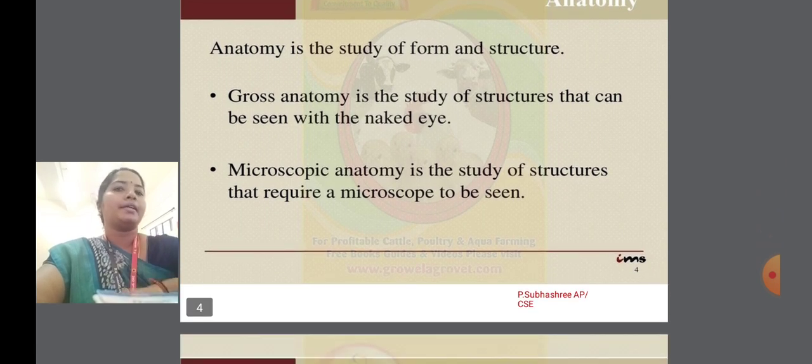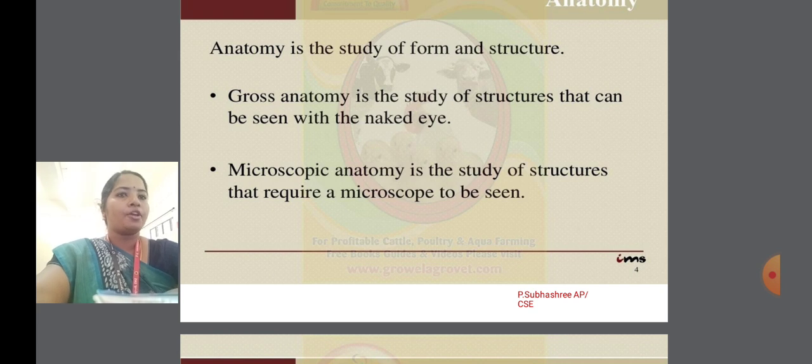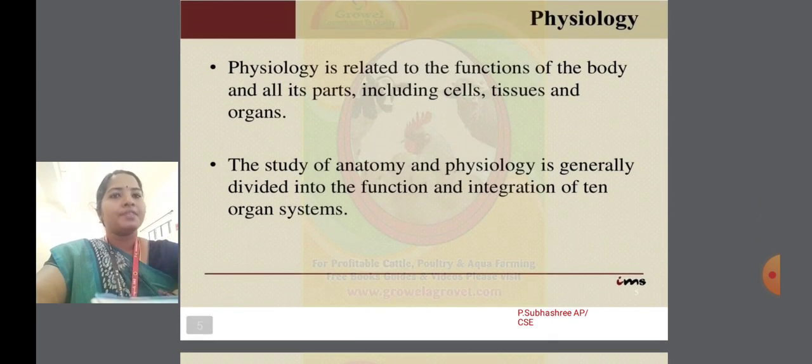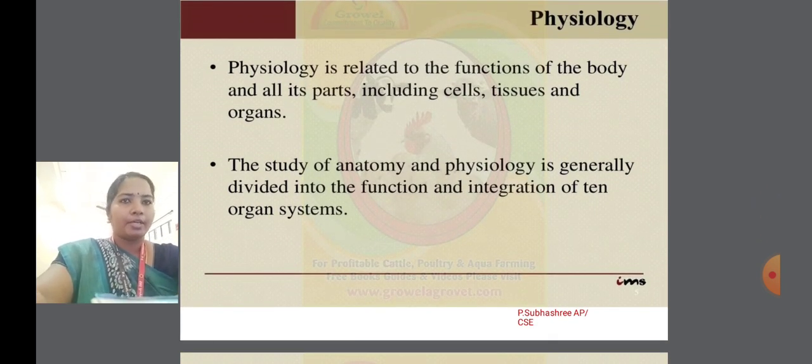Anatomy is the study of form and structure. Gross anatomy is the study of structures that can be seen with the naked eye. Microscopic anatomy is the study of structures that require a microscope to be seen. Physiology is related to the functions of the body and all its parts, including cells, tissues, and organs. It is a basic study for all those cells, tissues, and organs.